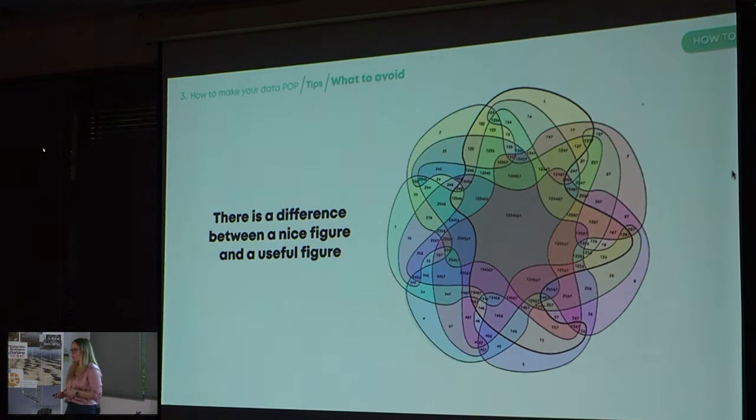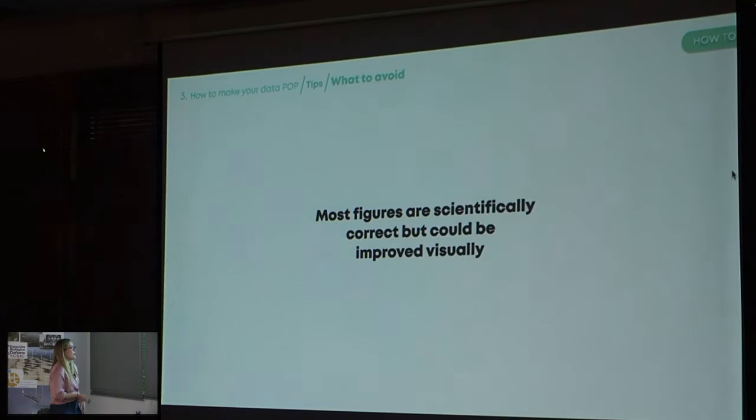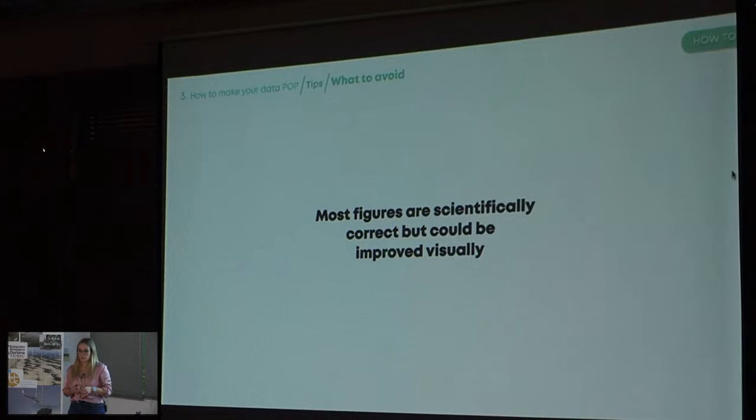So first of all, I want you to understand that there is a difference between a nice figure and a useful figure. For example, this really nice figure, a Venn diagram, is completely useless if it has more than three categories. There are obviously also bad and useless figures that really don't get better if you look more closely at them. But most of the figures we made are scientifically correct, but could just be improved visually or at least take into consideration those rules that we've seen in graphic design.